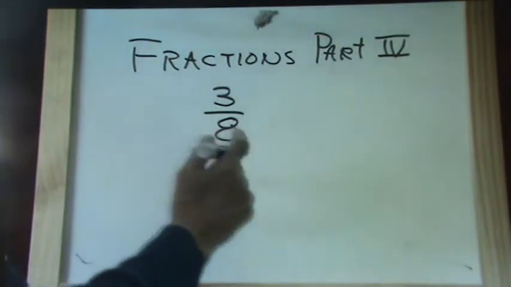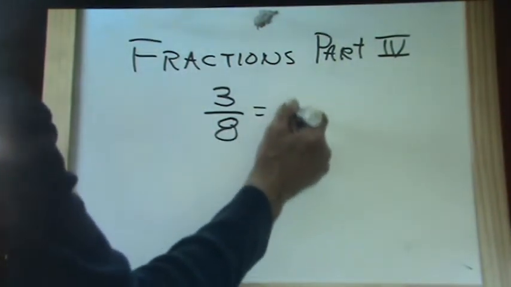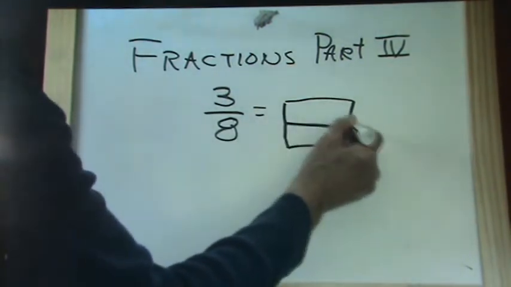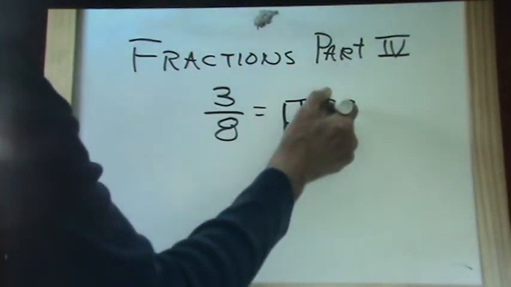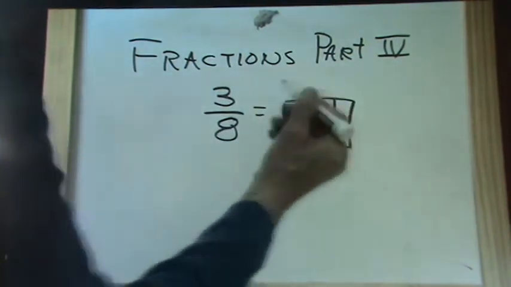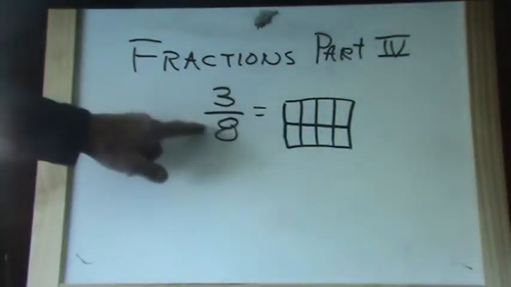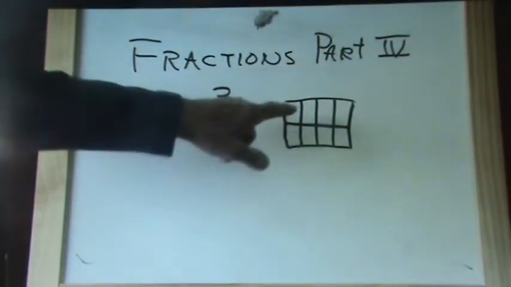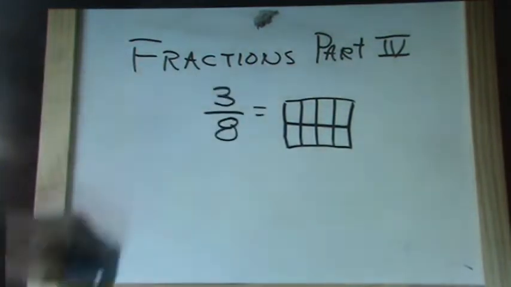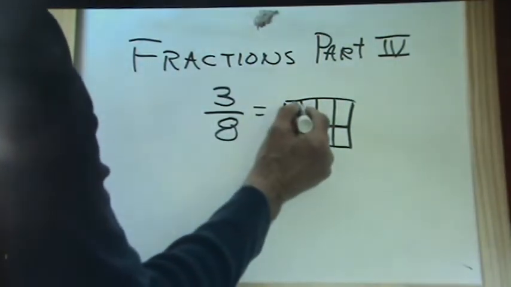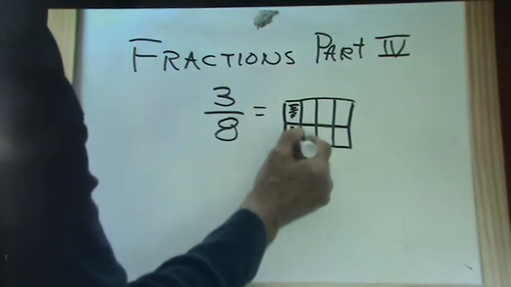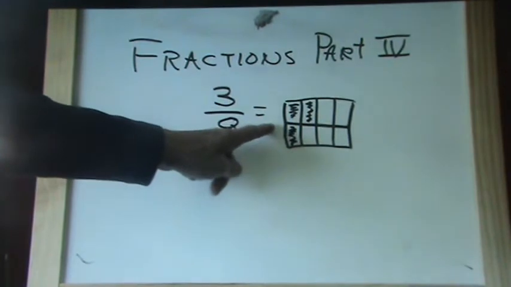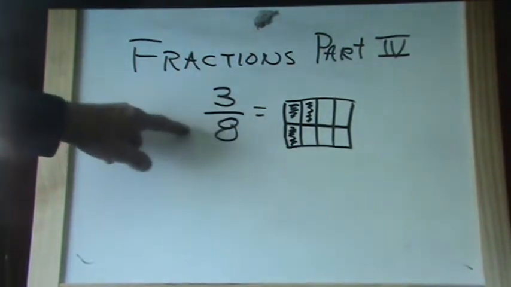And we know that the bottom part of the fraction tells us how many pieces there are in a whole. So, 3/8, we know that there are 8 pieces in the one whole. 1, 2, 3, 4, 5, 6, 7, 8. And the top part of the fraction tells us how many pieces we are interested in using or working with. And so, this figure represents the fraction 3/8.